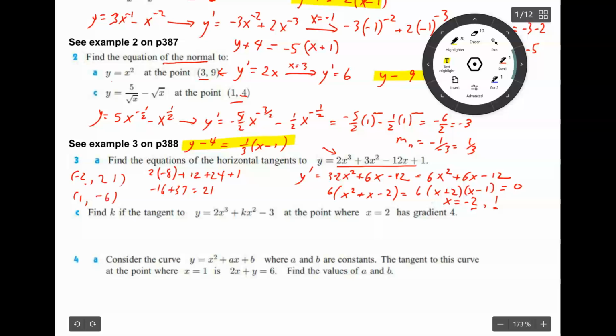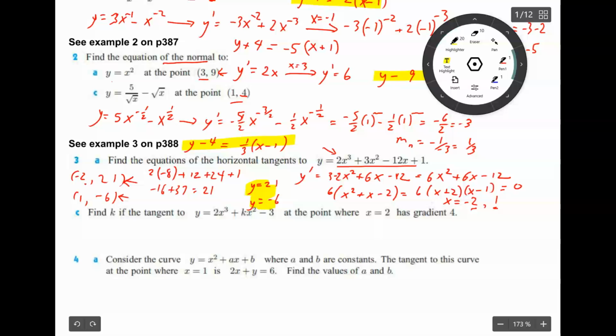Right? So those are our 2 points, and the horizontal tangent lines going through those 2 points would be y equals 21. That would correspond to this point here, and y equals -6. That corresponds to this point here. Okay? All right. Next one.